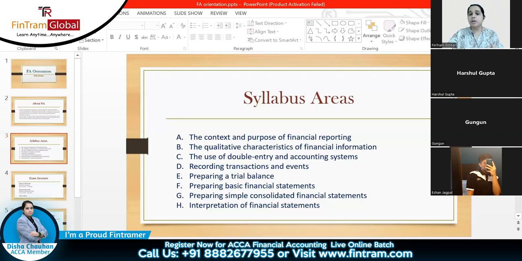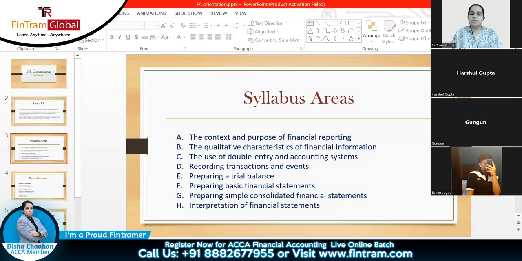Then instead of control, if you have significant influence on an entity, then that entity becomes your associate. So how do you deal with that? How do you show that investment in associate in your accounts? That is covered in this syllabus area.